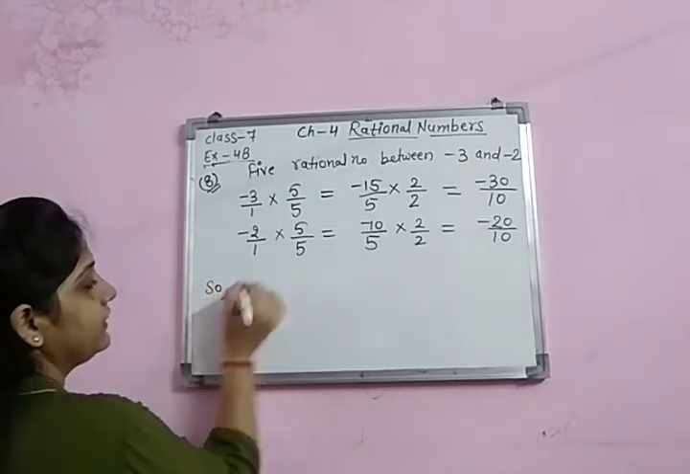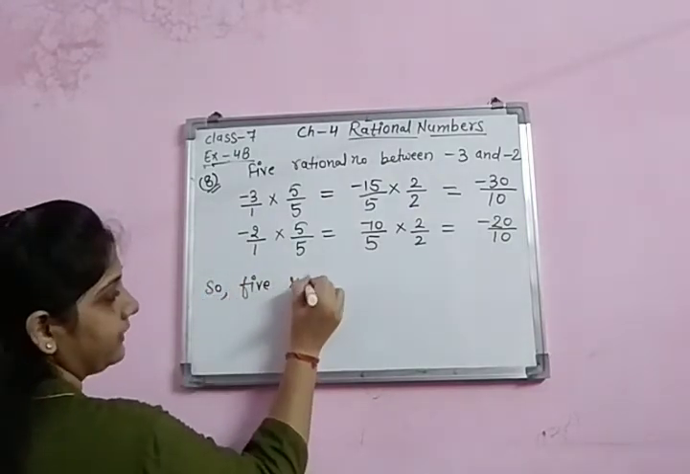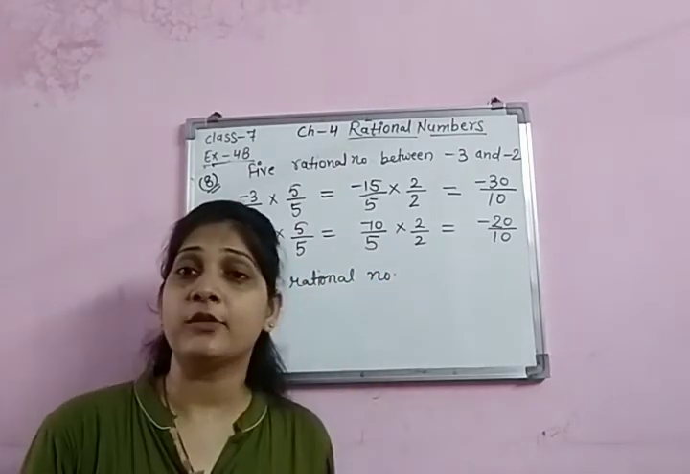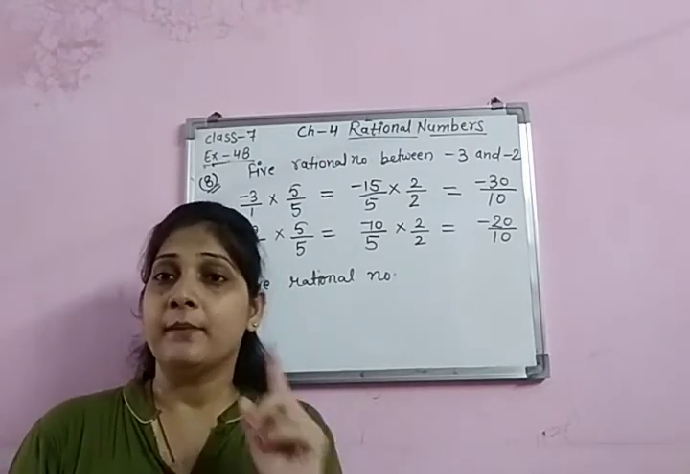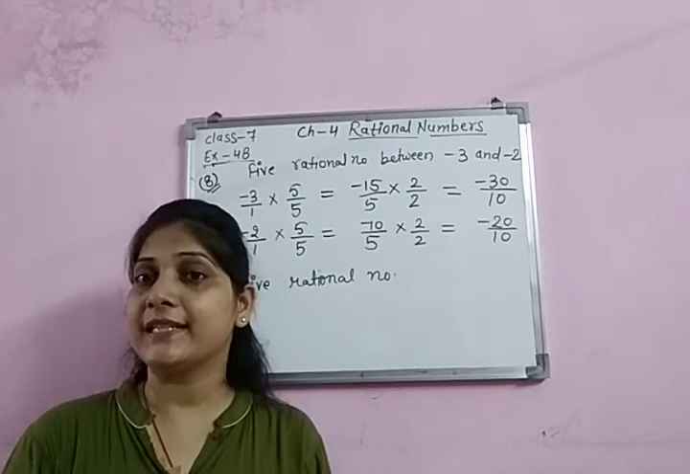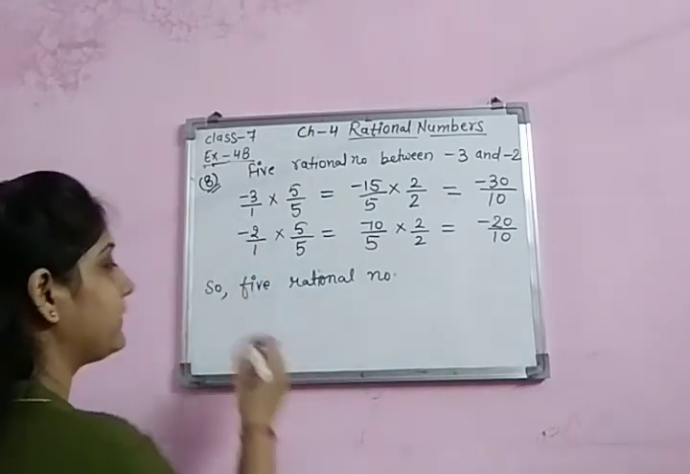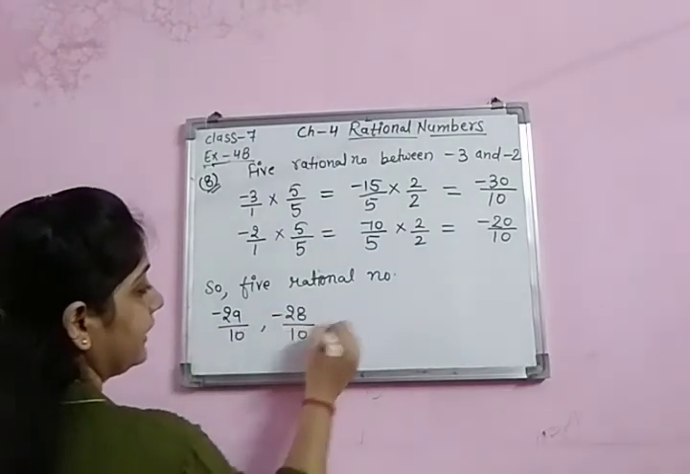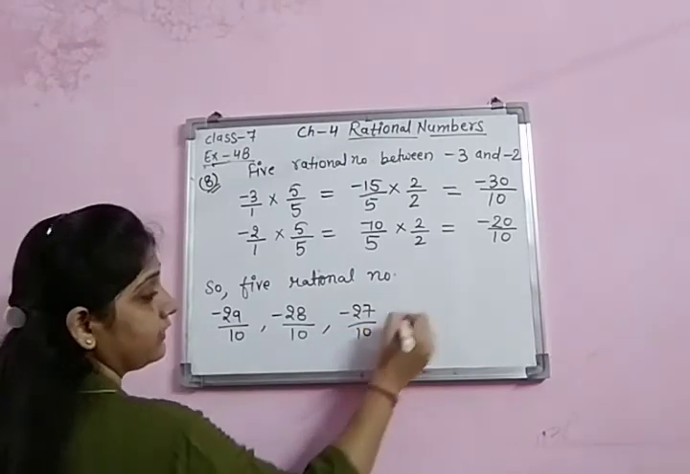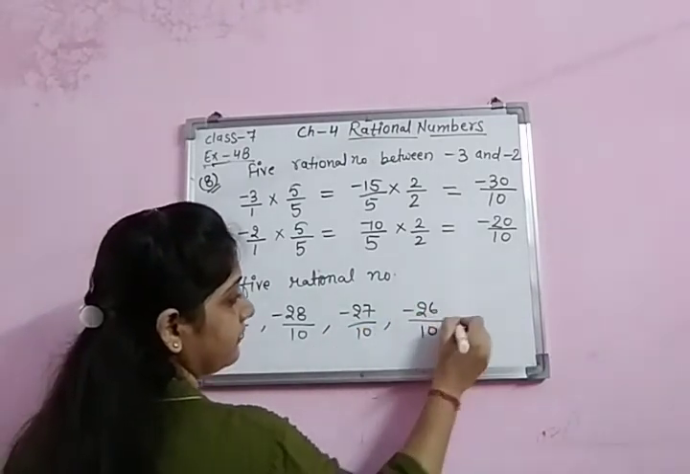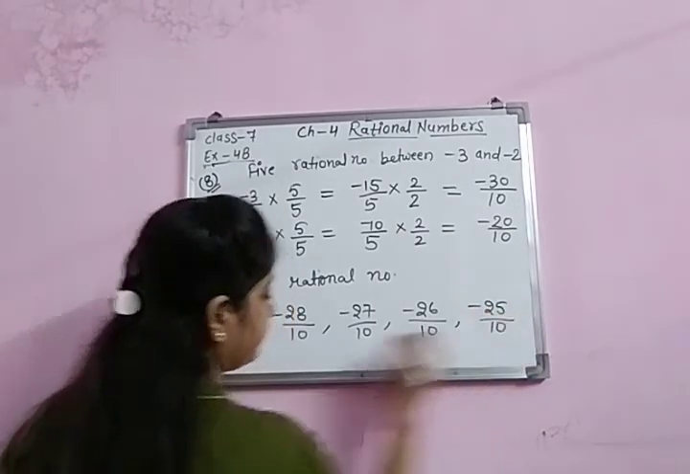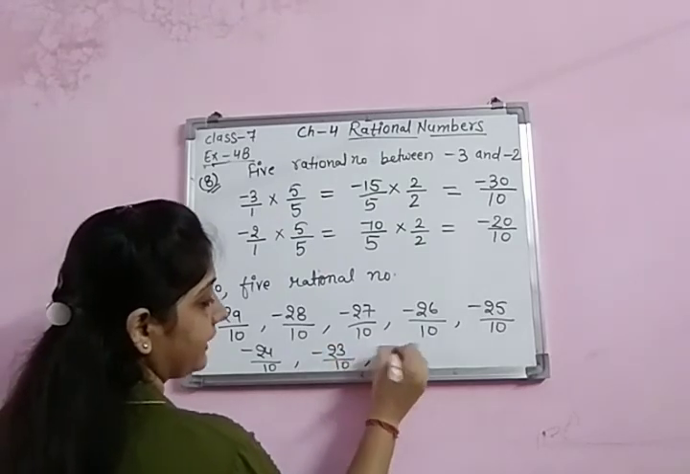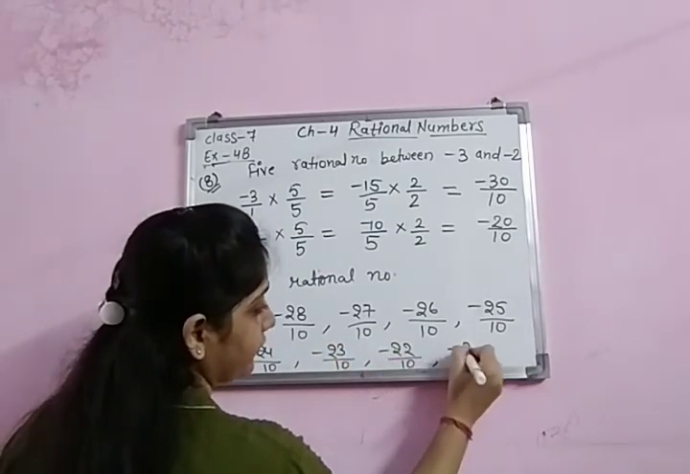So, you have to write any 5 rational numbers, children. Remember, between minus 30 and minus 20, there are minus 29, minus 28. Please write in fraction form. You are writing the rational number. You will not write minus 28. What I am saying is minus 29 by 10, minus 28 by 10, negative 27 by 10, negative 26 by 10, negative 25 by 10, negative 24 by 10, negative 23 by 10, negative 22 by 10, and negative 21 by 10.